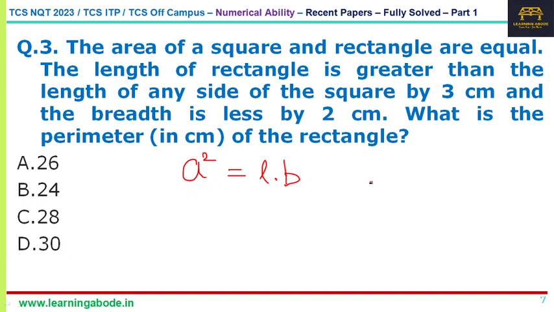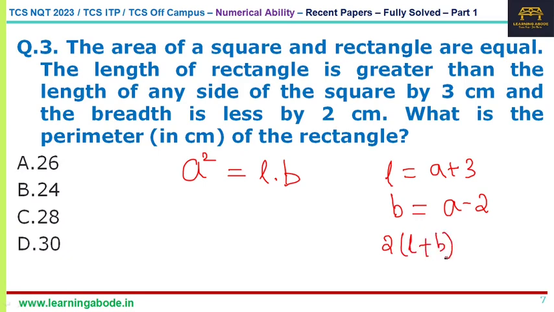Okay, so which means L is equal to A plus 3, and then the breadth is less by 2 centimeter. So B is equal to A minus 2, right? Now the question is, what is the perimeter of the rectangle? So what they are asking is we have to find it.